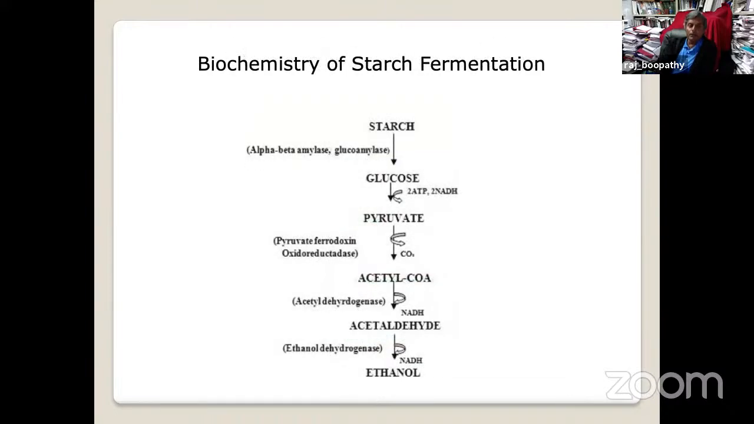biochemically. So first you need to add a variety of enzymes. Here you need amylase to break down starch to glucose. This is how it is done commercially. And then you need pyruvate decarboxylase, which the yeast can produce, along with oxidoreductase, acetaldehyde dehydrogenase, and ethanol dehydrogenase. These are all produced by yeast itself, but here we are adding amylase to break down starch to make glucose, and from glucose onwards, yeast will take over and produce ethanol.